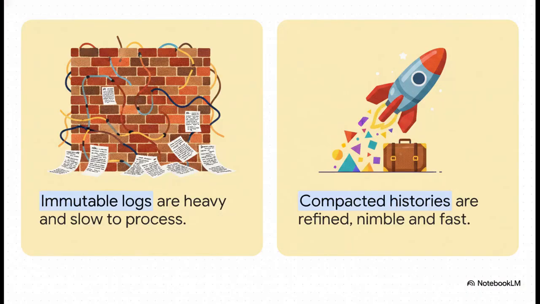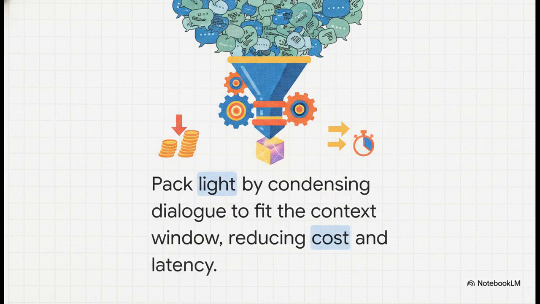So we have to contrast 2 fundamentally different approaches to handling conversation state. On one side, you've got the raw, immutable log. This is a heavy, completely unedited transcript of every single word ever spoken in the chat. Dragging this raw log into the prompt on every turn is like dragging a massive concrete block behind you. It's heavy and it's agonizingly slow. On the other side, we have a compacted history. This is a refined, highly intelligent distillation of the conversation. Think of this as your sleek, nimble, 4-wheel carry-on bag. It gives the language model exactly what it needs to respond perfectly without all the distracting conversational clutter slowing the whole thing down. And this brings us directly to our solution, packing light through session compaction.